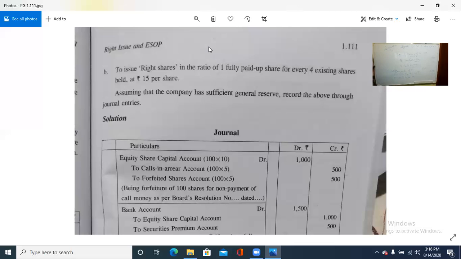So those who need to know how the amount will come, once again I will tell you. Equity share capital account debtor 1,000, how it is to be? 100 shares are to be forfeited. For that 100 share, it is to be multiplied with the number of share, that is 1,000. And how much is the forfeited part? 5 rupee only is to be paid up, and another 5 rupee is to be the calls in arrear. So forfeited shares 100 into 5, 500. Calls in arrears also 100 into 5, 500. So 1,000, 500, 500. Then the next step is what?